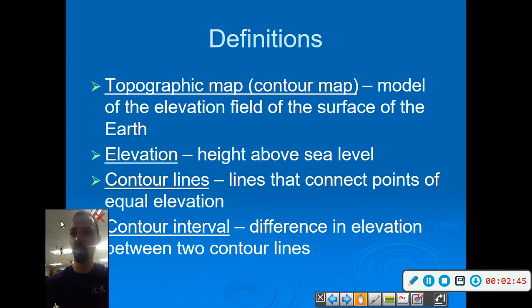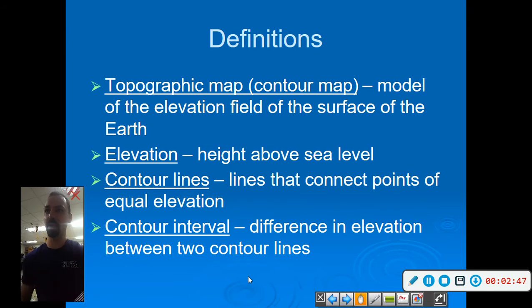So what is a topographic map? A topographic map, or a contour map, is a model of the elevation field of the surface of the earth. Elevation is height above sea level. So that's what we measure off of, and I'll show you where sea level is measured upon. Contour lines are lines that connect points at equal elevation, and they will always go up by what's called a contour interval. That's the difference in elevation between two consecutive contour lines. So let's take a look at this and understand this a little further.